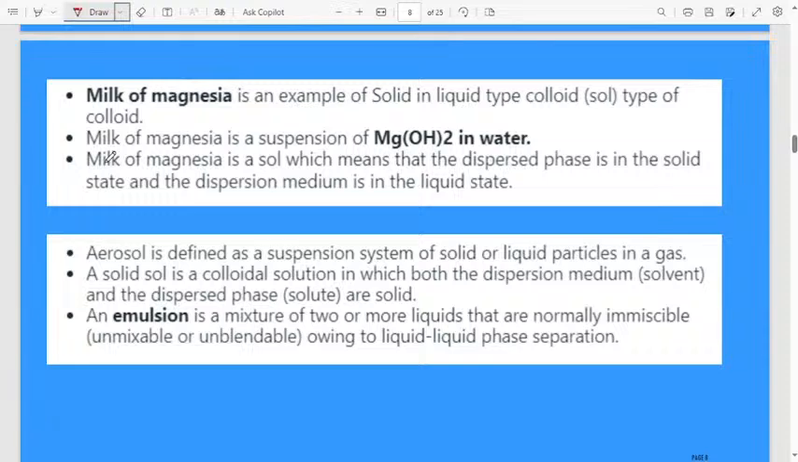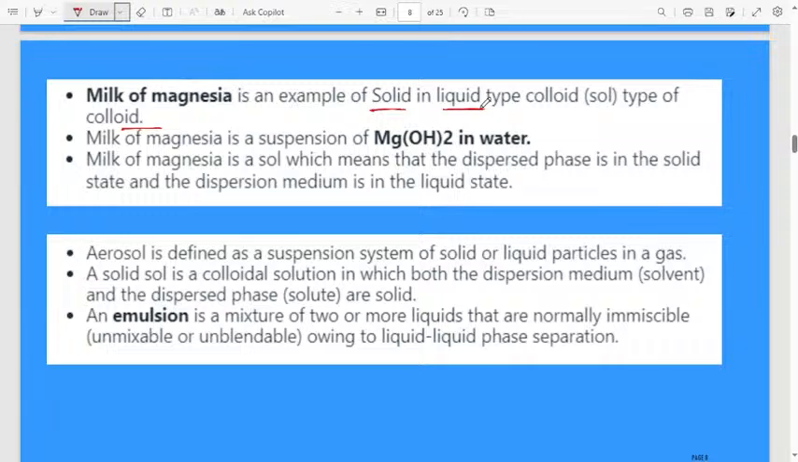Milk of magnesia is an example of a solid in liquid type of colloid. What is meant by a colloid? The best example: take one glass of water, powder a piece of chalk, then put the chalk powder in the water. You can observe the chalk is in the solid state and the water is in the liquid state. When you mix chalk with water, they will not mingle; the chalk powder will be continuously moving in the water. It will not get dissolved in the water, it will simply be moving. That one we call a colloid.